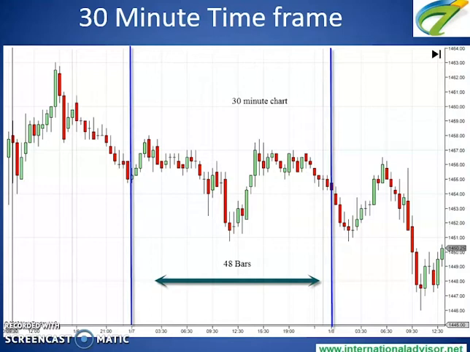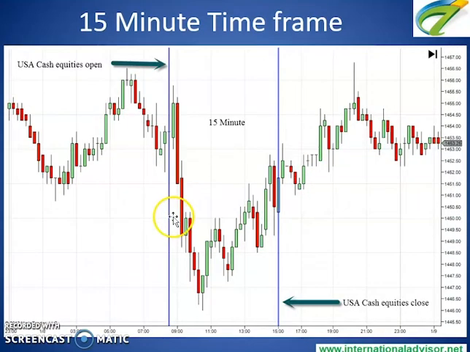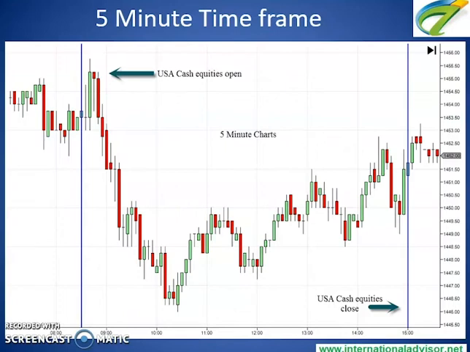Likewise, this is the 30 minute chart, and with 48 bars it comprises 1 day's movement. 15 minutes: generally we don't use or recommend using a time frame less than 15 minutes for any trade triggers, unless somebody is really scalping or day trading. Likewise, this is the 5-minute chart, where every candle represents the move of 5 minutes.